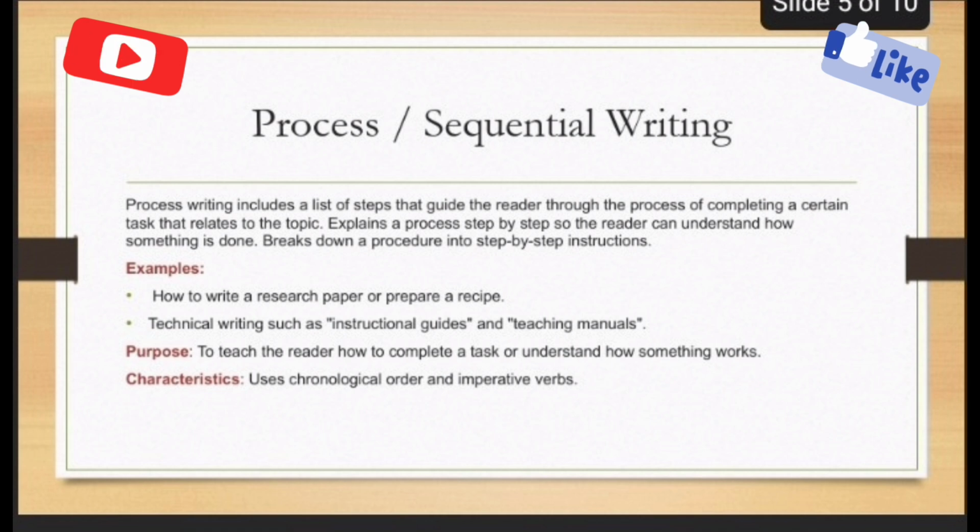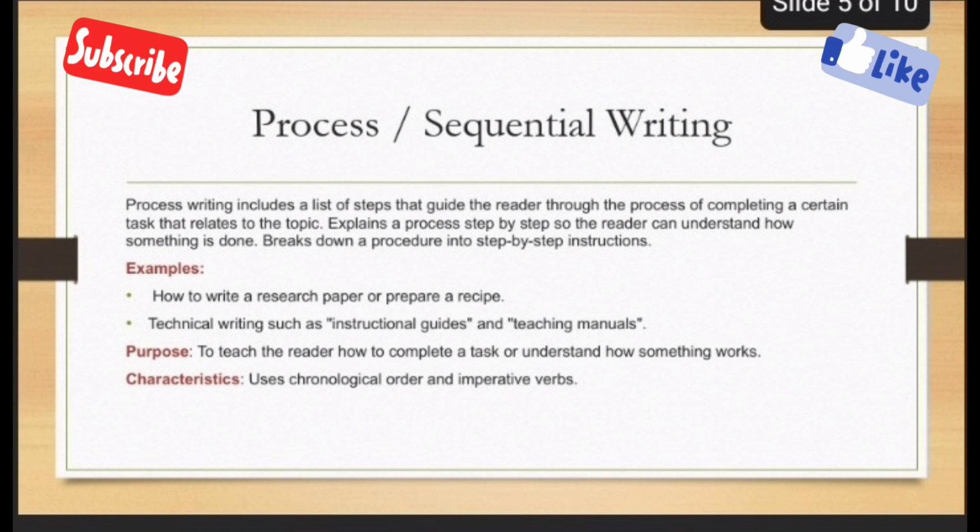The other type of expository writing is process writing. Process writing includes a list of steps that guide the reader through the process of completing a certain task that relates to the topic. Explain a process step by step so the reader can understand how something is done. Breaks down a procedure into step by step instructions. For example, how to write a research paper or prepare a recipe.